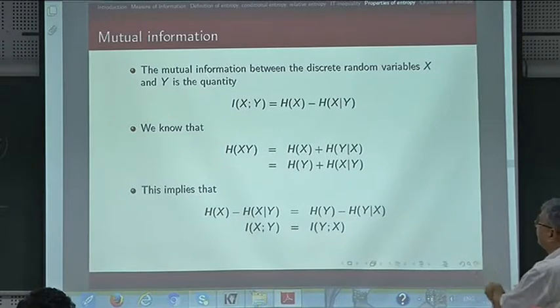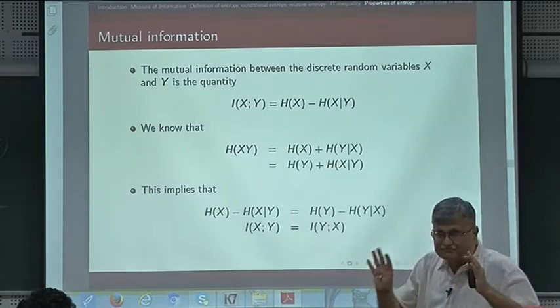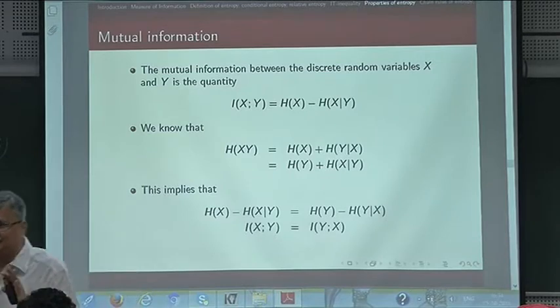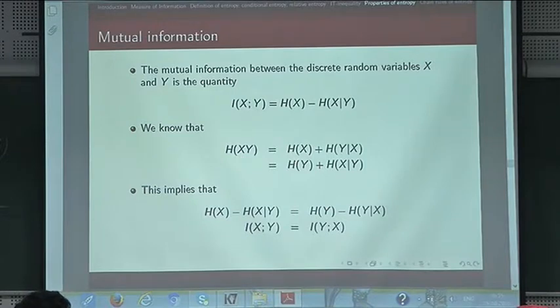So what is this slide trying to say? This slide is trying to say that, as expected, the mutual information of x and y is the same as the mutual information of y and x. That is, it is symmetric, as expected. I(x;y) is the same as I(y;x). How did I write this? Any discussion on this? So here the uncertainty in xy is equal to the uncertainty in x plus the uncertainty in y given x.